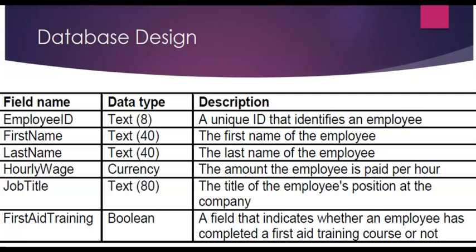I've just put them here in a PowerPoint presentation, and there are two tables. This one is called Tbl Employees, and it contains the information about the employees, and it's important to take note of data types. So employee ID, you can also see there they indicate that it's a unique ID, so that means this would be my primary key, my unique value for this table for each employee. Then the name and the last name, hourly wage, which is a currency, job title is text, and then first aid training, which is Boolean, so either yes or no.